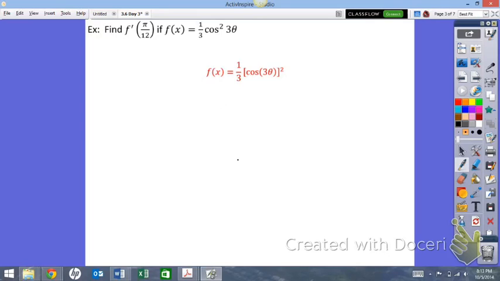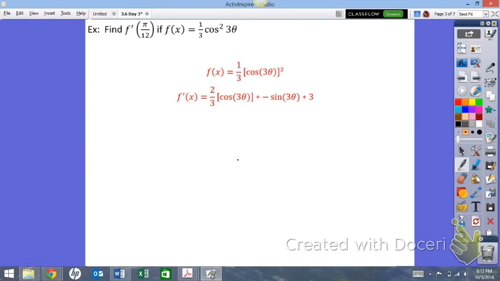So basically this one here is not even like a peanut, it's like a 4-link chain. The first thing I need to do is differentiate that outermost function. So I'm going to bring that 2 down and multiply it by the 1/3.